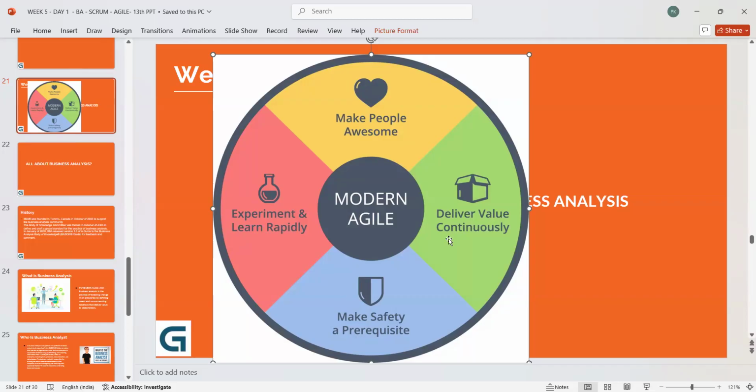Make safety a prerequisite. Now there are two important words: safety and prerequisite. We are saying we have to have safety in all our deliverables. When we are talking about safety in terms of software applications, it can be network security, data security, or online security. So there are multiple versions of security. But what we are saying is, whatever work we are delivering, it has to be safe and secure.